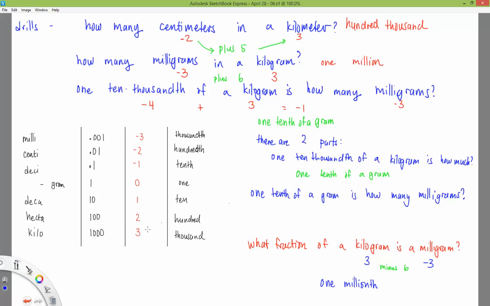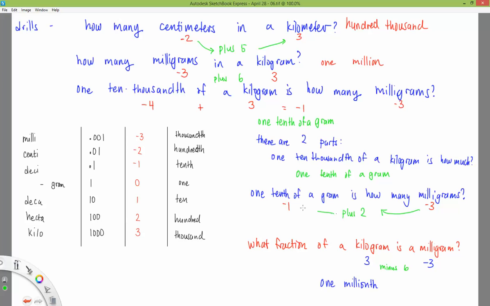Okay, and so 1/10 of a gram is associated with -1, and milligrams is associated with -3. So how do we get from -3 to -1? We have to add a +2, so that's 100. Okay, so we do +2.